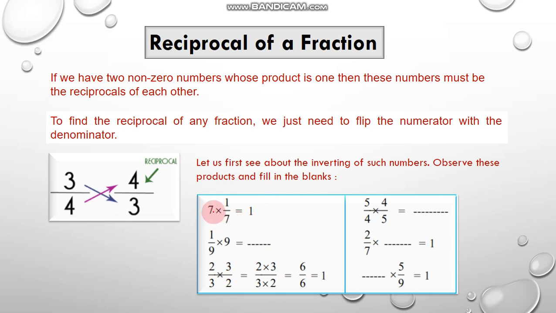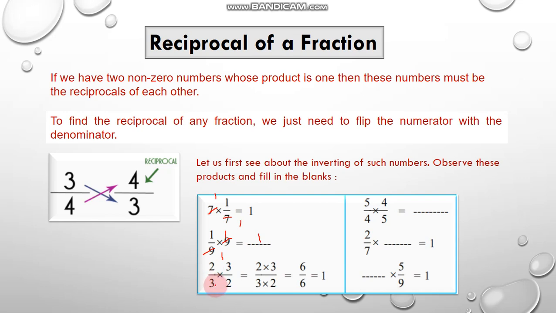So let us multiply 7 multiplied by 1 by 7. Now as you see here, we can simplify this. The 7s get cancelled, 7 ones are 7, and your answer is 1. Means what? The 7 and 1 by 7 are the reciprocal of each other. Next is 1 by 9 multiplied by 9. So again we can cancel this 9, 9 ones are 9. So again your product is 1, means what? 1 by 9 and 9 are the reciprocal of each other.